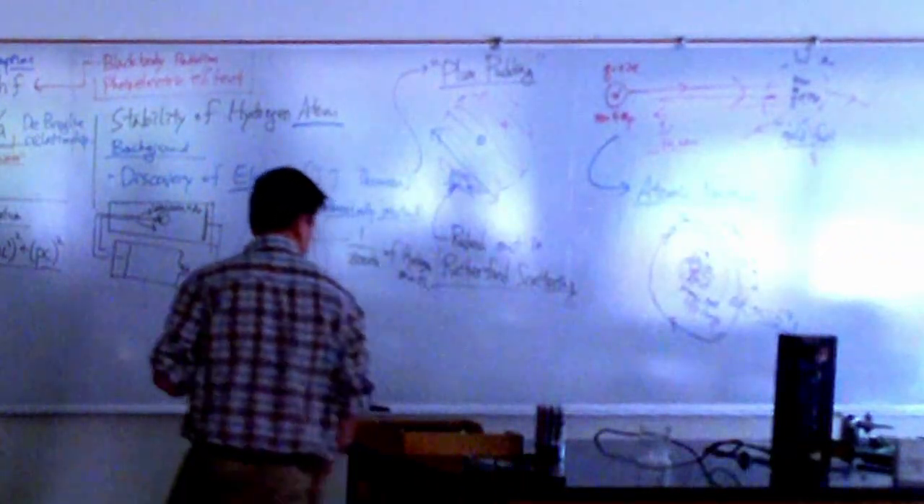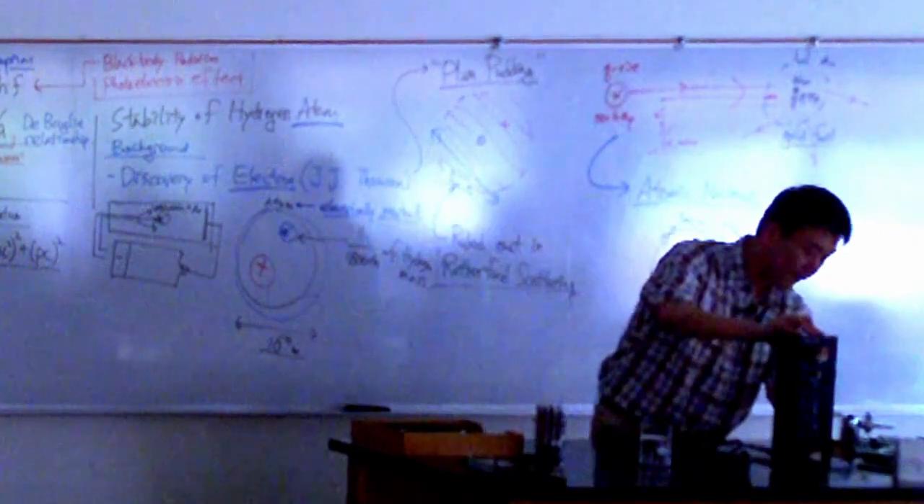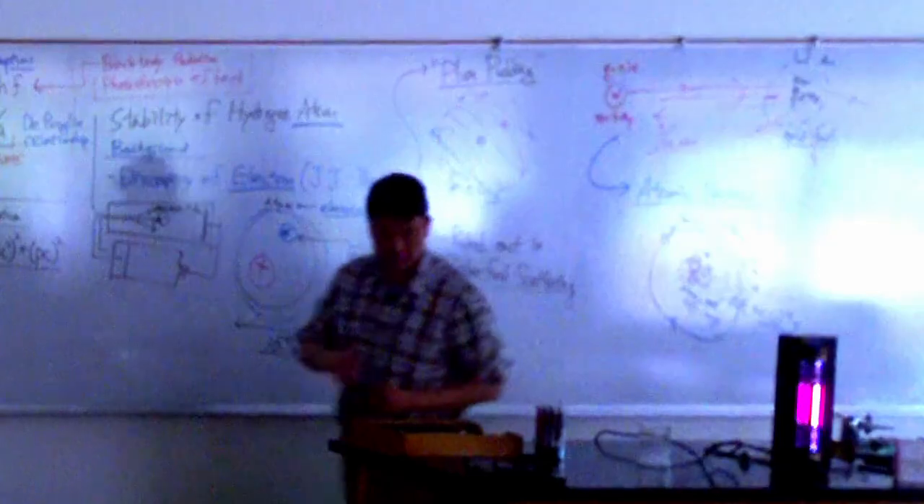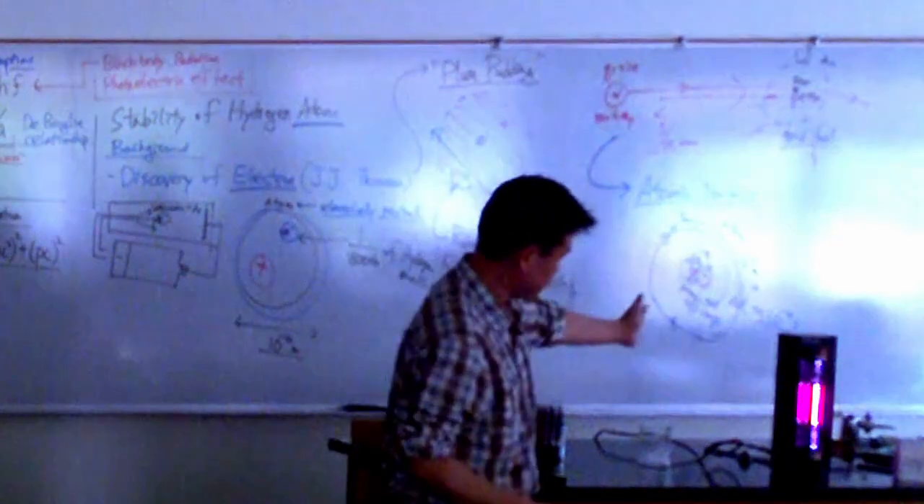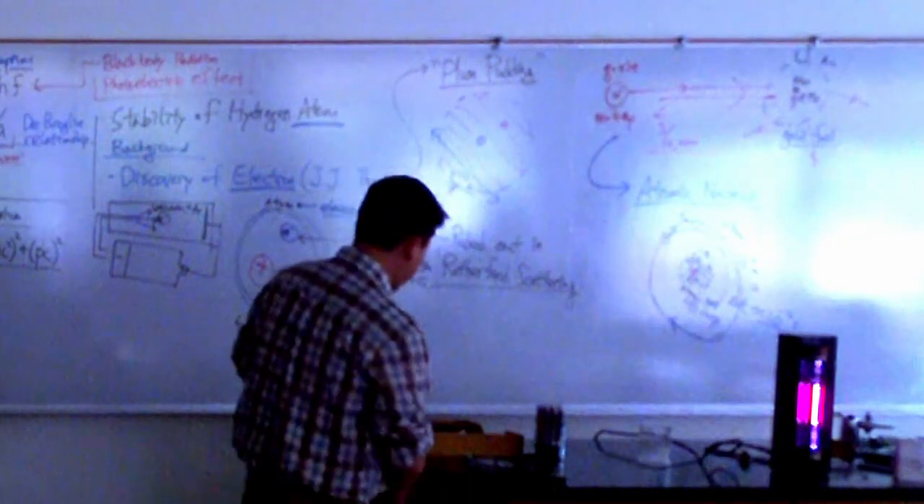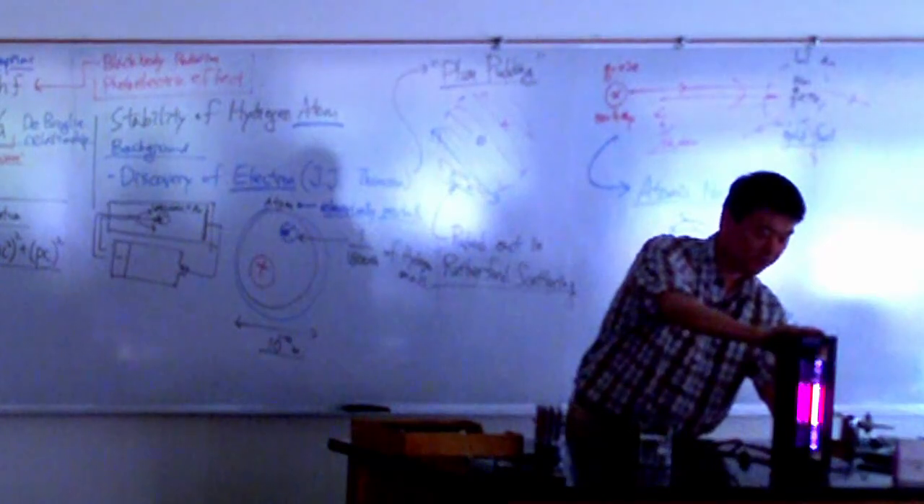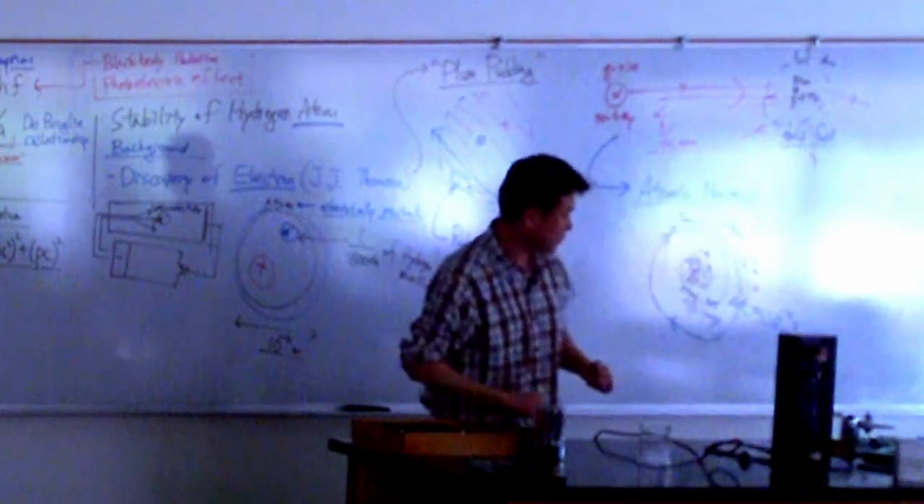So this is the hydrogen tube. People have been playing with this for a while. When you turn it on, it produces this magenta light. People have seen that for a long time. By the way, I can't leave this on for a long time. I'm going to turn it off so that I have a little time to explain what I want you to do.